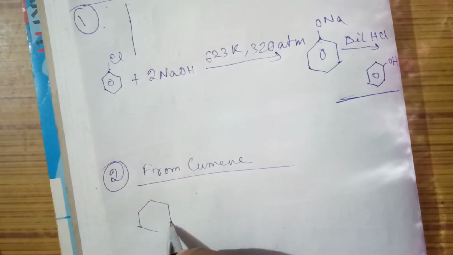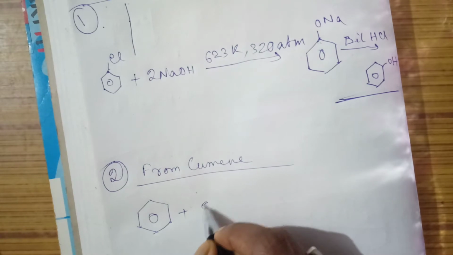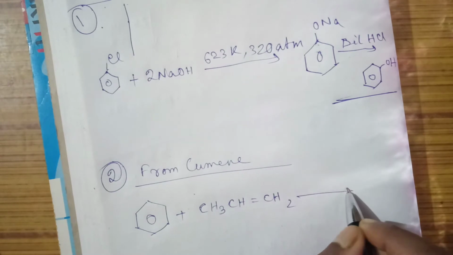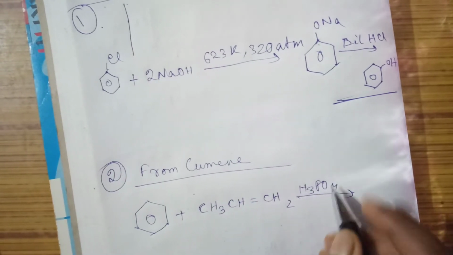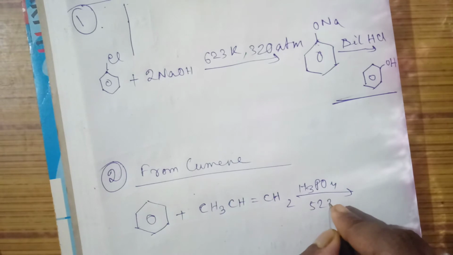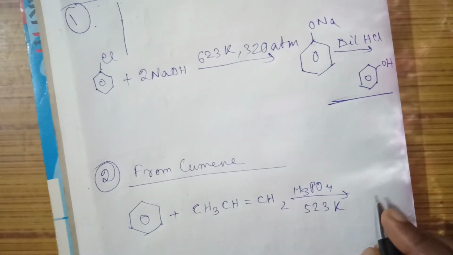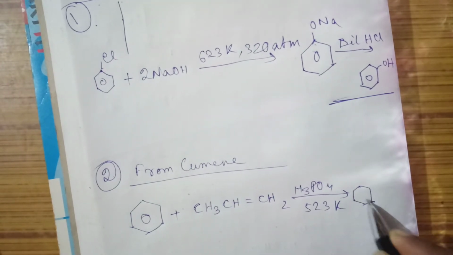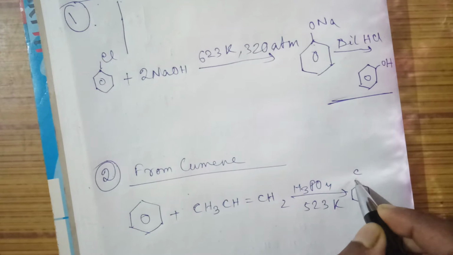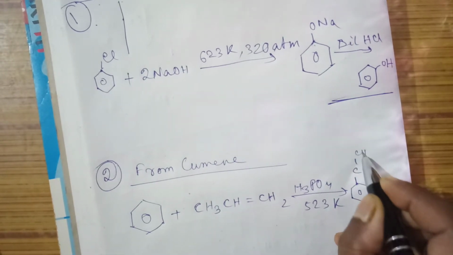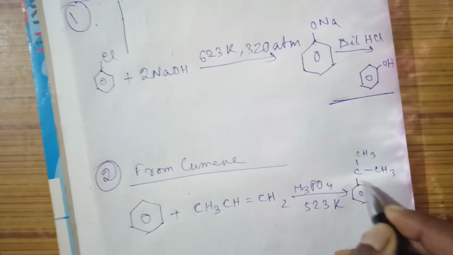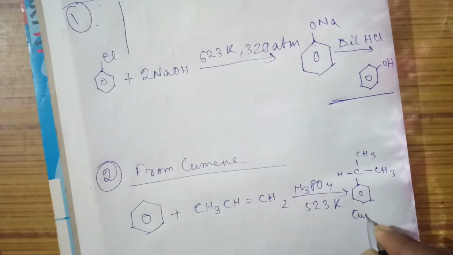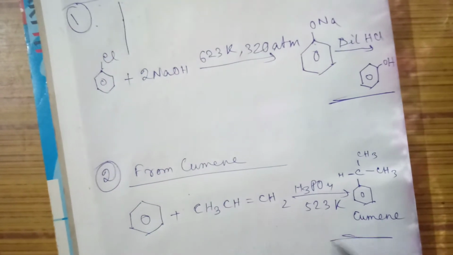If you have a benzene ring, along with this, if you are adding CH3-CH=CH2, propene, in the presence of phosphoric acid H3PO4, temperature 523 Kelvin, then Friedel-Crafts alkylation will take place, and we will get isopropyl benzene, which is also known as cumene. First of all, cumene is prepared.